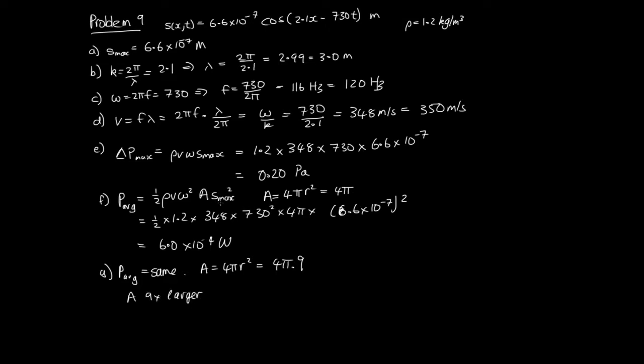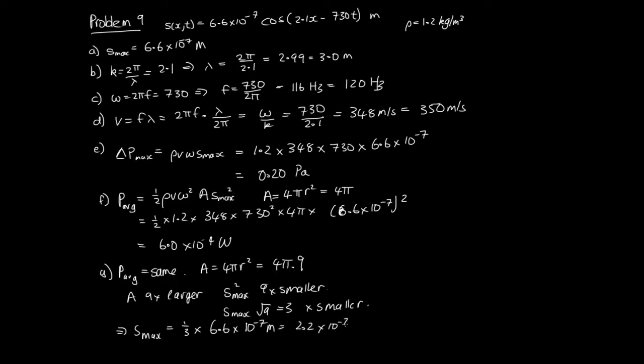And to compensate for that, the amplitude of the wave actually decreases. So S max squared is going to be 9 times smaller. Now, if S max squared is 9 times smaller, it means S max is the square root of 9, which is equal to 3 times smaller. So that tells us that the S max is equal to 1/3 of the old S max, which was 6.6 times 10 to the minus 7 meters, which is 2.2 times 10 to the minus 7 meters.